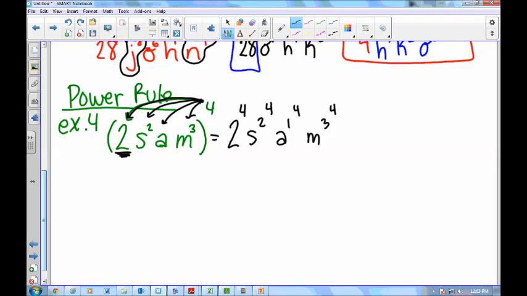Then, does anyone remember from the way McKenna's doing it, how we would do the next step? You add all the exponents. Yeah.